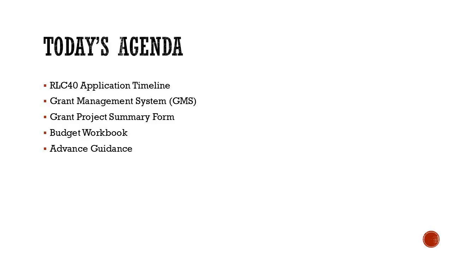Now today's agenda, we've done our introductions. I'm going to go over the timeline real quickly for applications. We're going to talk about how to do that application in the grant management system. We're going to talk briefly about the grant project summary form and the budget workbook, and about the advanced guidance document and a little bit about that as well. So I am going to record this. So, all right, let me just keep going here.